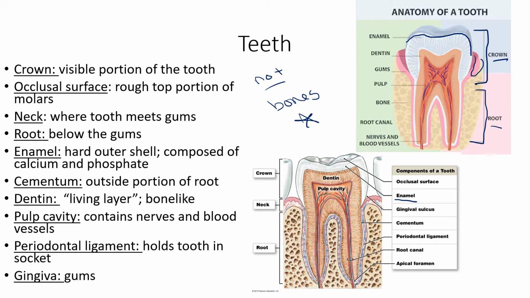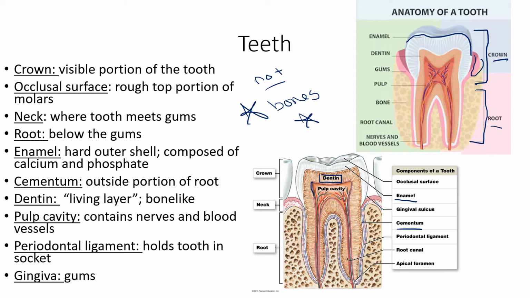Cementum is going to be the next layer that we're going to talk about here. That is going to be just within that layer of enamel. It is going to be the outside portion of the root. Dentin, which is going to be this next layer here, and you can see it looks a little bit like straw. Obviously, if you opened up a tooth, it wouldn't look exactly like that, but it is the living layer, and it's bone-like. But again, do keep in mind, teeth are not bones, but it is bone-like. But it is the living layer.